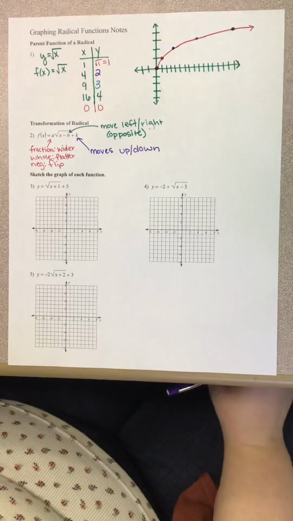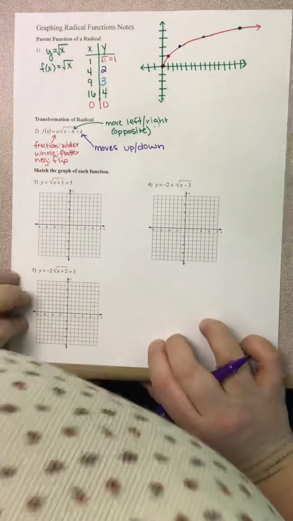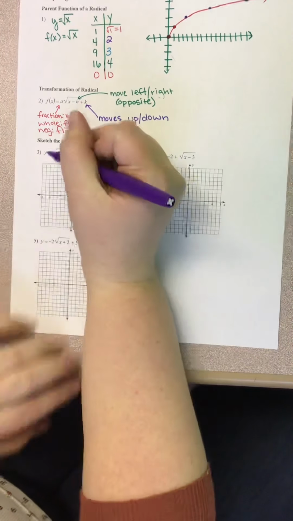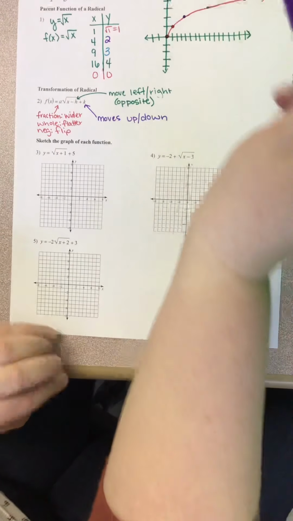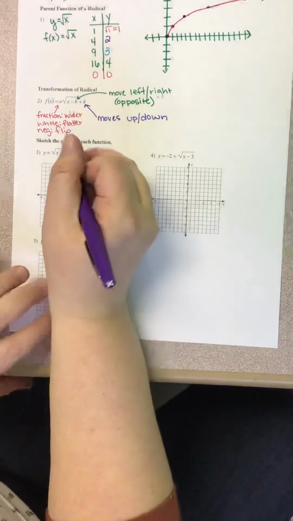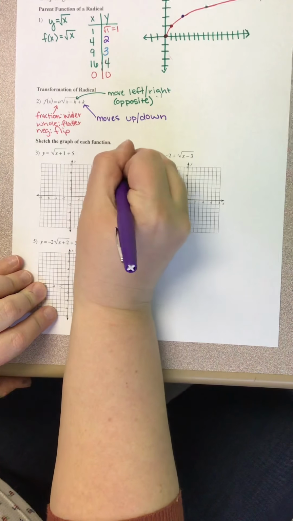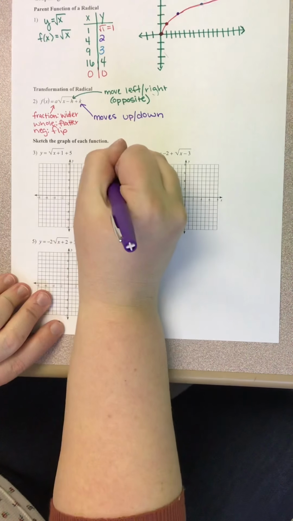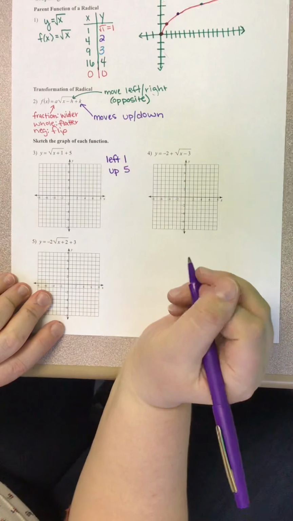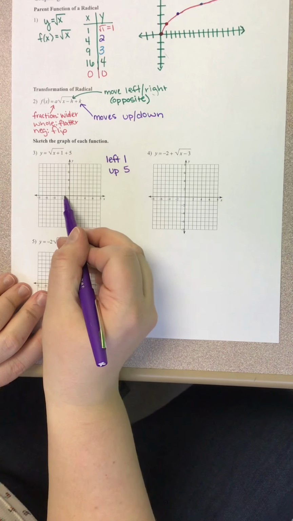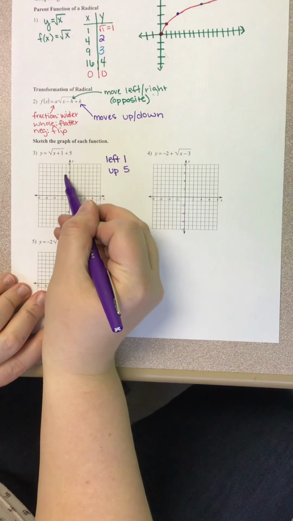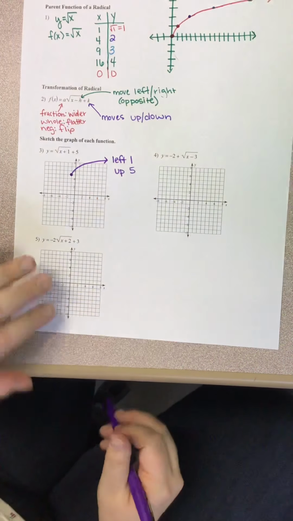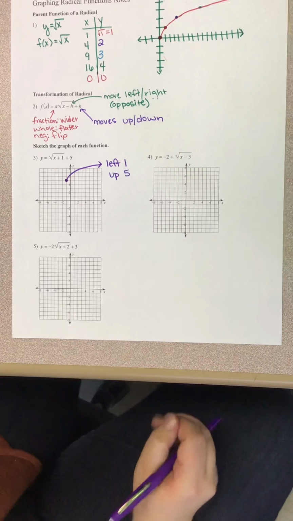If I look at these examples we're going to do, I have a plus. I have no number on the outside, so it's just going to be that nice general curve. I have a +1 on the inside. That moves the opposite of what I think it should go, so it will go left 1. And that +5 on the outside will move it up 5. So I go left 1 and up 5, and that's my new starting point. And then I just draw in this nice curve. It doesn't have to be super exact. That's all I want you to be able to do.